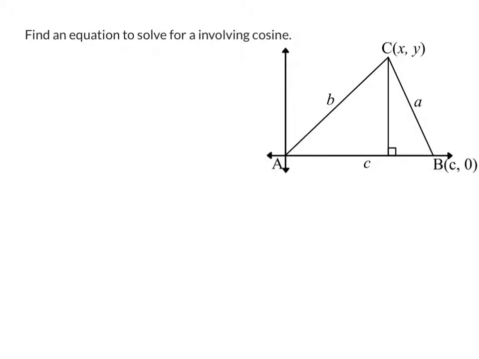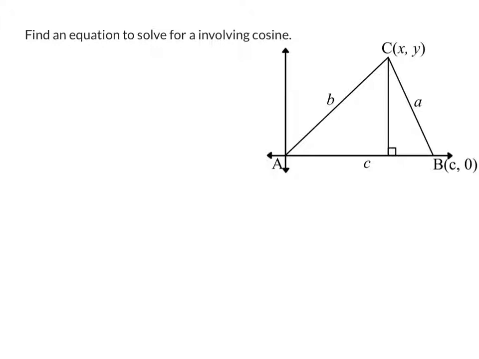Hello. In this video, we're going to be finding a formula to find side A that involves cosine. Now I have a triangle here that's sitting on a coordinate plane. A is sitting at the origin, so A is at 0, 0. B is sitting on the x-axis, C units to the right, so B is at C, 0. Point C is above the x-axis at some x, y value.